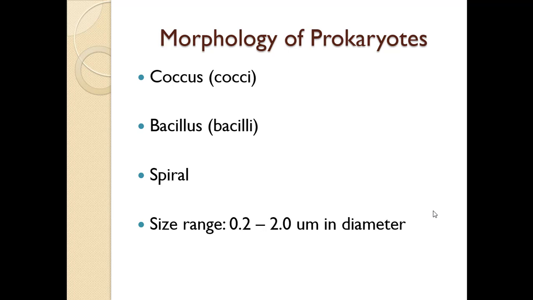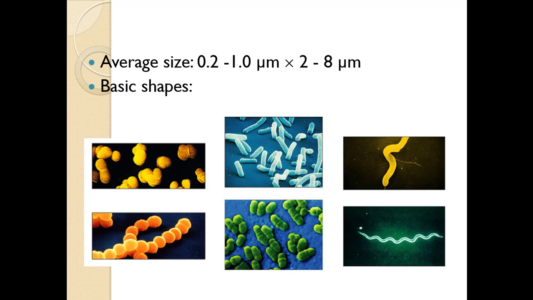So the morphology of prokaryotes, we have different structures of them. We can have circular structures, which are called coccus or cocci, bacillus, which are more like rod-shaped, and spiral. They're literally a spiral, and the size range is 0.2 to 2.0 micrometers in diameter. Here are some examples. You have the cocci, the bacilli, the rods, and you have the spirochetes, or the spiral shape.